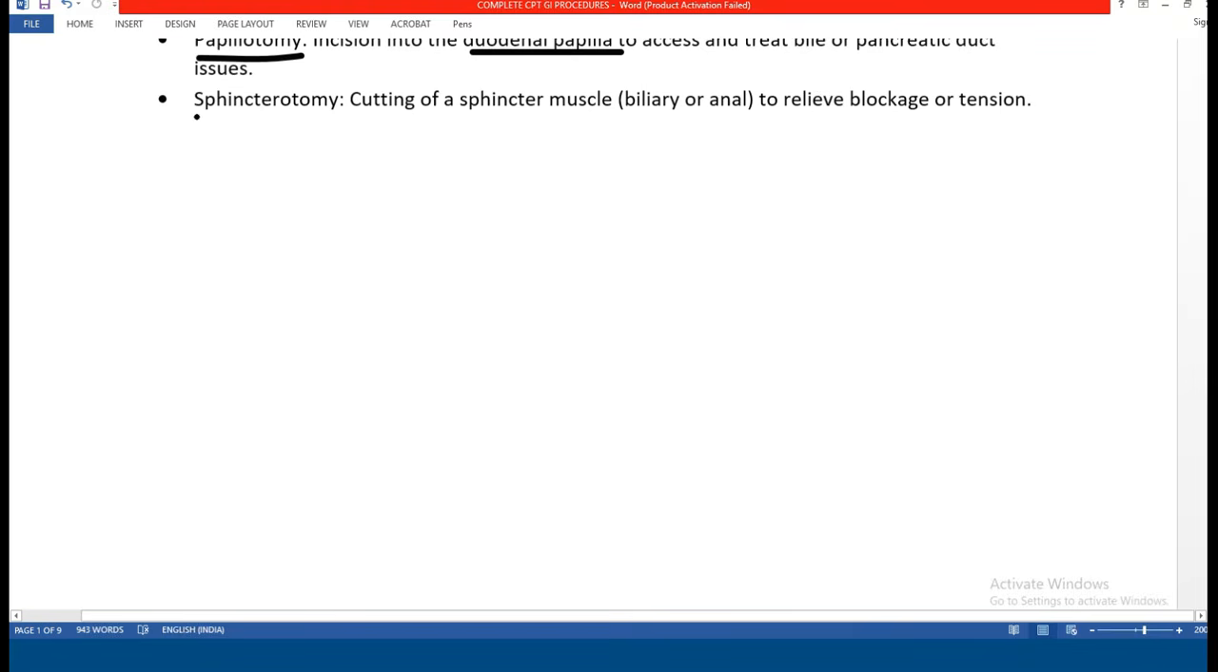Next, sphincterotomy. A sphincter exists in all types of openings. For example, if you take the esophagus, we have the esophageal sphincter. If you take the anus, we have the anal sphincter. So what is sphincterotomy? Cutting a sphincter muscle to relieve blockage or retention. As we discussed, these sphincters are present in the esophagus, biliary tree as well as anal canal.